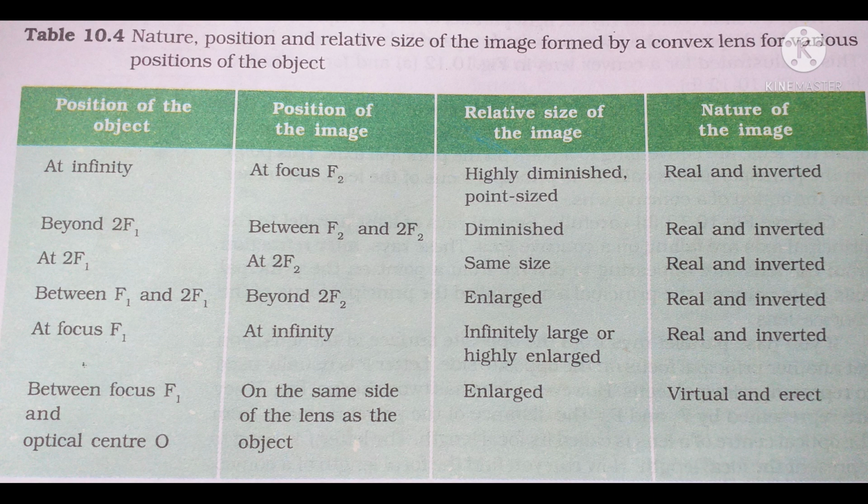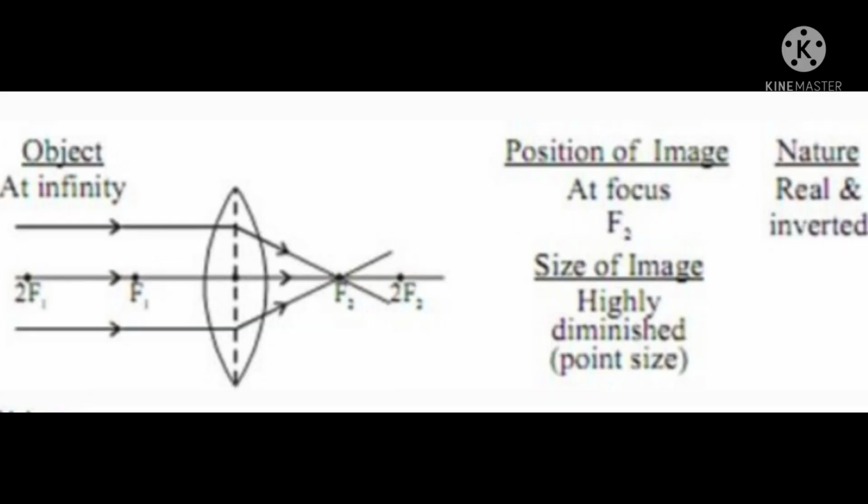If we keep the object at infinity, where will the image form? It is at focus f2. Clear? It forms at f2 focus. Just look at this figure. We are discussing the convex lens only. Just look at this convex lens. If you keep the object at infinity, where does the image form? At focus f2, on the other side. Here we get the position of the image.